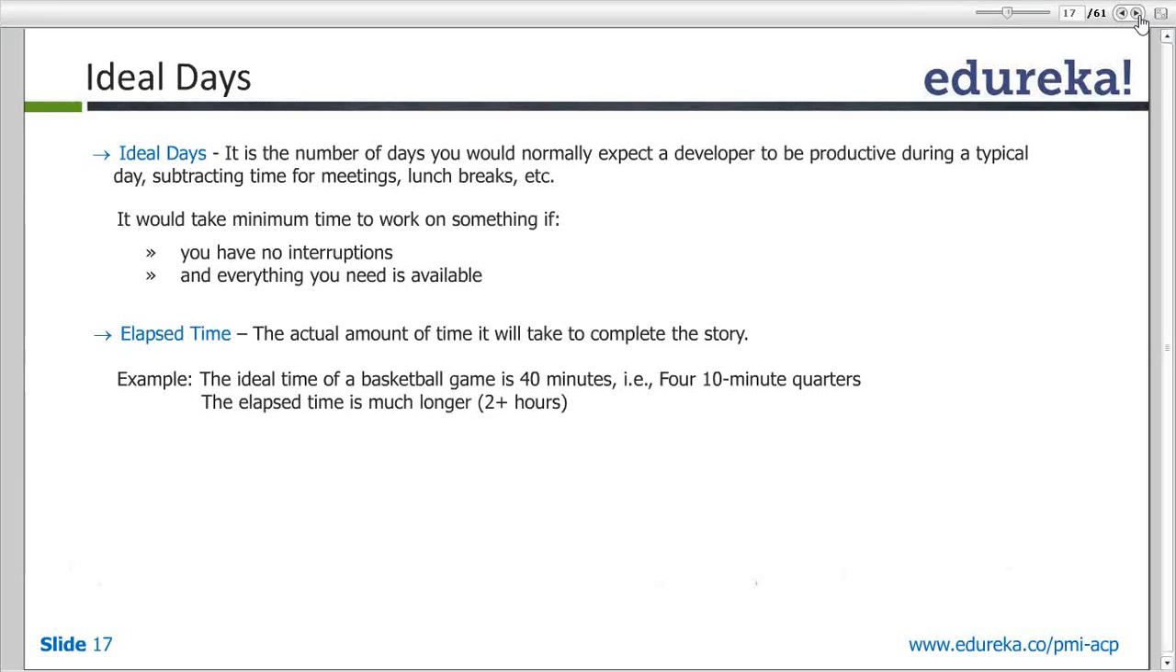And the elapsed time is the actual time it will take to complete the story. For example, if the ideal time of a basketball game is 40 minutes, the elapsed time is much longer, maybe 2 hours. You took a break in between, some of your team members got the yellow card and the game got stretched, one person got injured and since the medical team came in, you had to put a halt. The actual game just went for 40 minutes, but to achieve that end goal, you spent 2 hours. Got it?